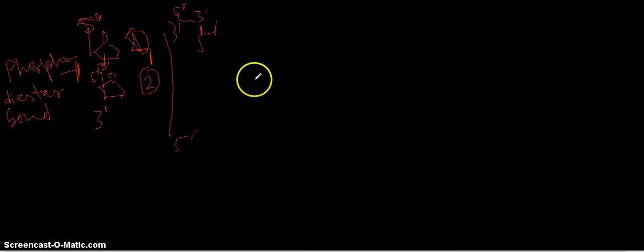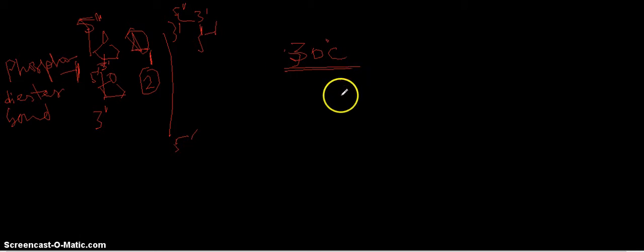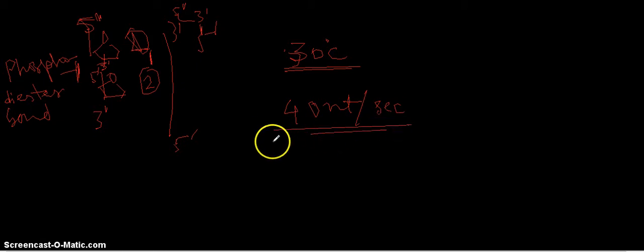Okay, and now the transcription rate is another thing, that is how many nucleotides are getting added per second. Generally at 30 degrees centigrade temperature, this is important to mention, because the enzyme activity also depends on the temperature. So at 30 degrees centigrade, 40 nucleotides per second is the rate for transcription in case of prokaryotes.